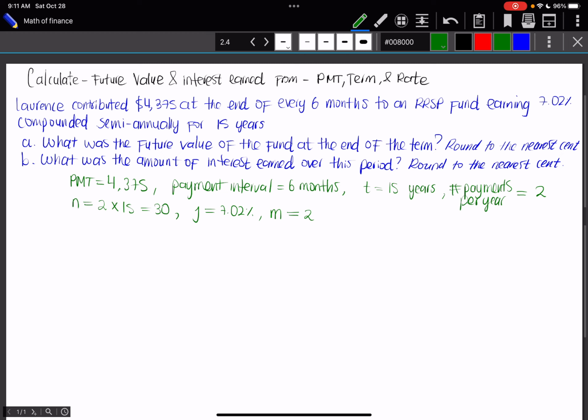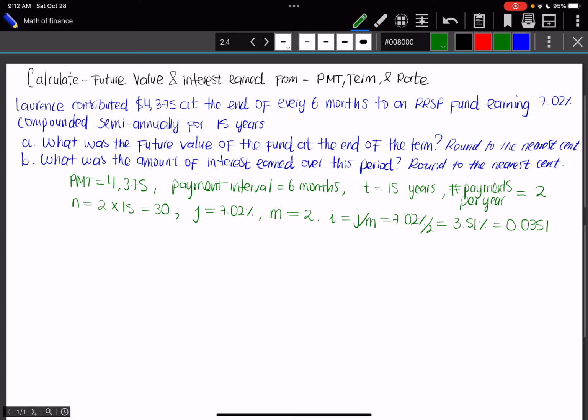With J and M, we can compute the periodic interest rate, the interest rate per compounding period. We find that periodic interest rate, and that's denoted by I, is J divided by M. So we have 7.02% divided by 2, and that's 3.51%. Or we can use decimal numbers. Remember that when it comes to calculations, we want to see percentages as decimal numbers. We have 0.0351.